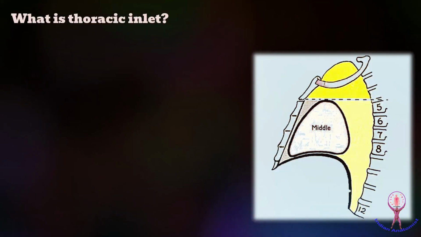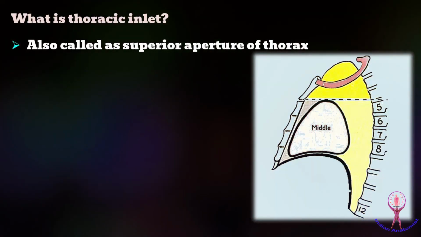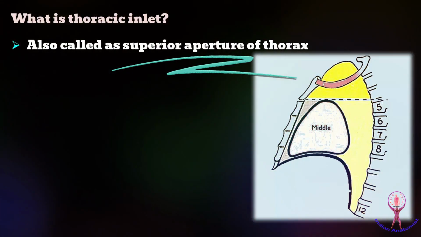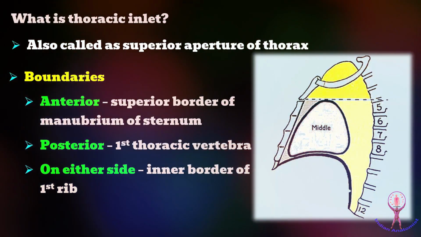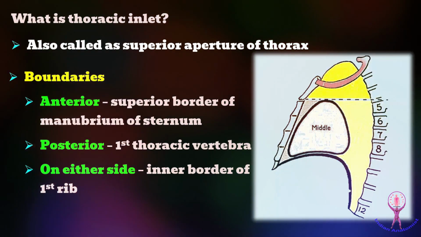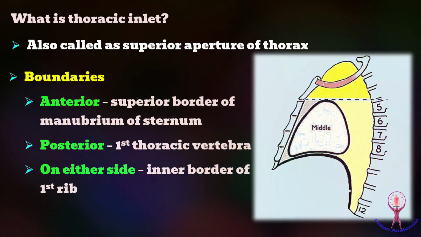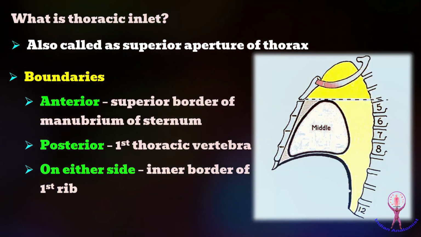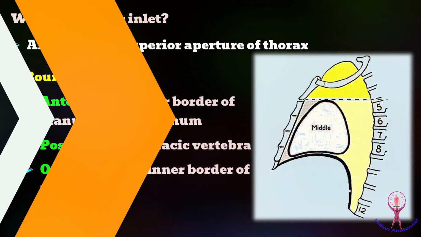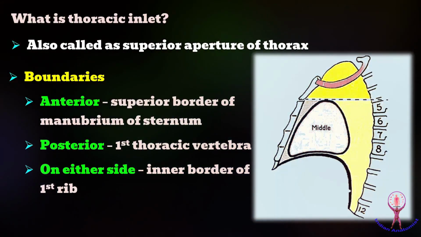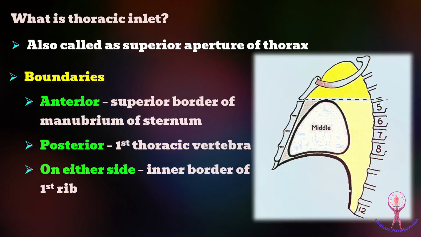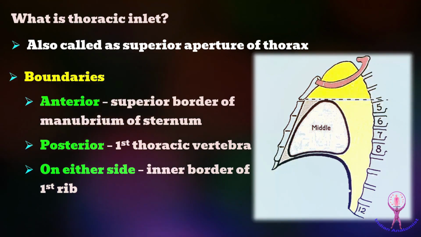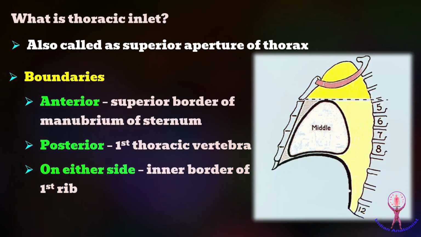Now, what is thoracic inlet? The thoracic inlet is also called the superior aperture of thorax. Now, what are the boundaries of thoracic inlet? Anteriorly, bounded by superior border of manubrium sterni, or suprasternal or jugular notch. Posteriorly, bounded by upper border of body of 1st thoracic vertebra. And on either side, the aperture is limited by inner border of 1st rib.